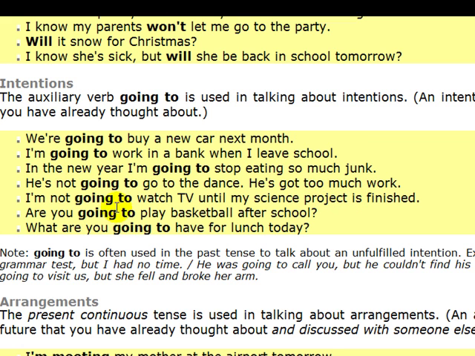And then we have a question form. Are you going to play basketball after school? And here we have, what are you going to have for lunch today? What? Ask about what is going to happen.